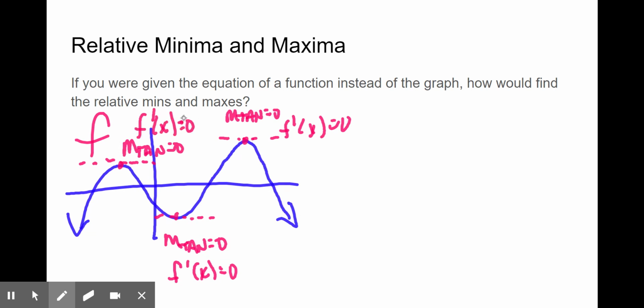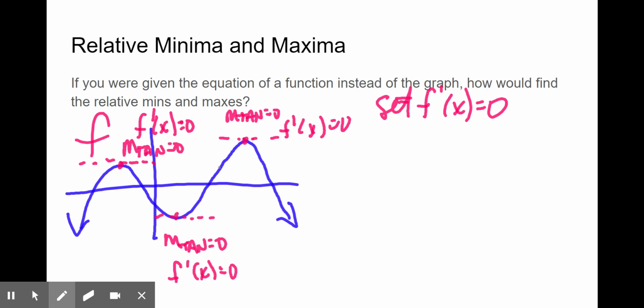Okay, so it looks like if we were given the equation of a function instead of a graph, what we'd have to do is set f prime of x equal to 0, right? Because that would tell you whether the x value would potentially be a min or a max. Now, it wouldn't distinguish which one it is, right? It would just give me an idea of where it might be, that min or max, not whether it's a min or max. So that's something else we have to determine also, something else we have to be concerned with, okay?